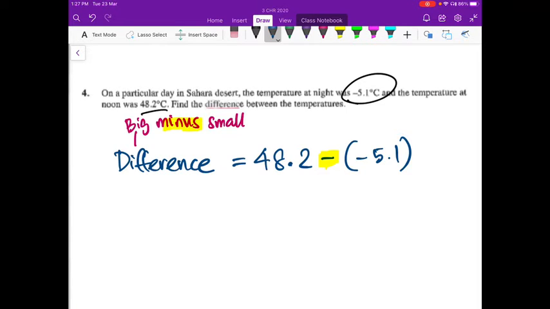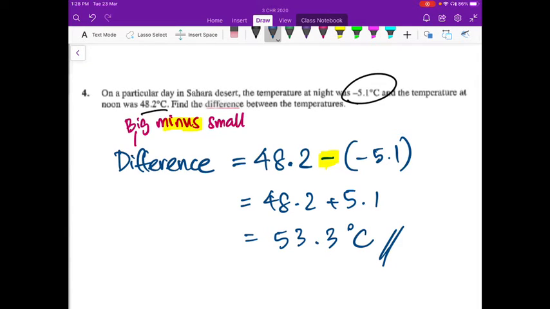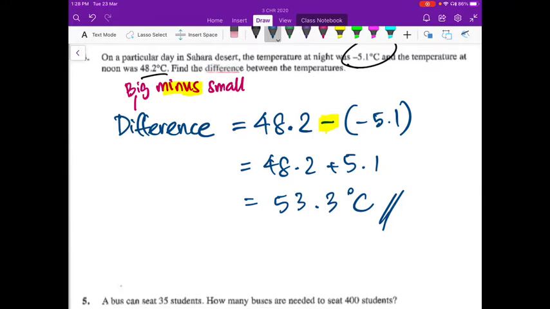So you can go ahead and do this by taking just remember big minus small, just big minus small lah. And then we all know that minus times minus gives us plus. You can key this in your calculator. And you have 53.3. Finish. What exactly is your working? 48.2 plus 5.1? Okay, this is fine. This is okay. Maybe this is quite a good exam question lah.